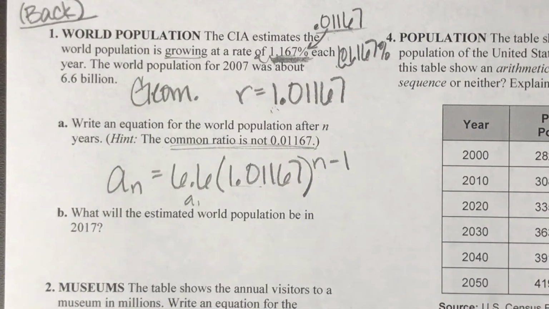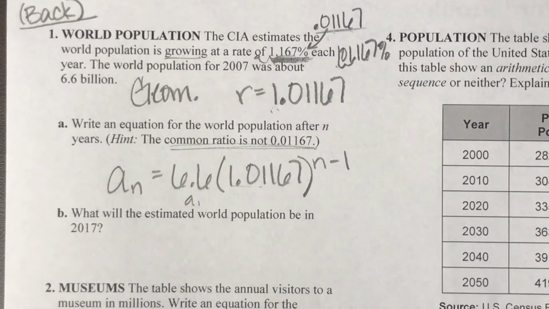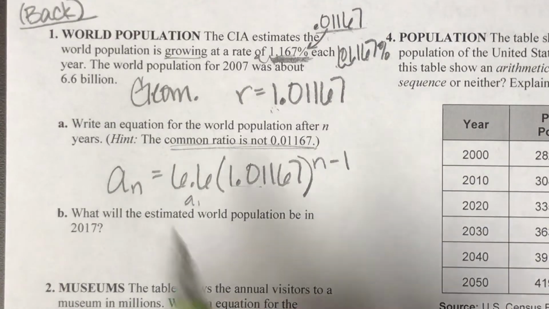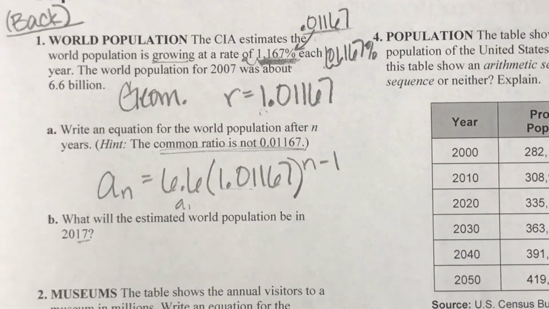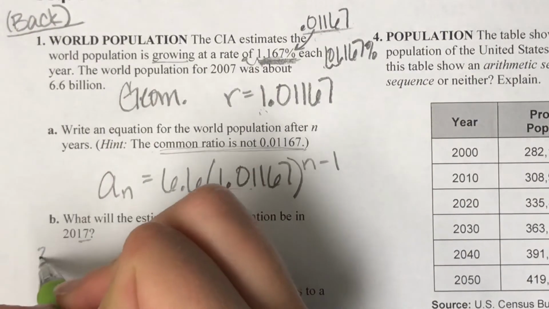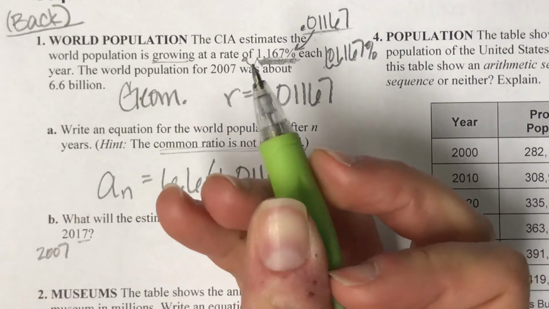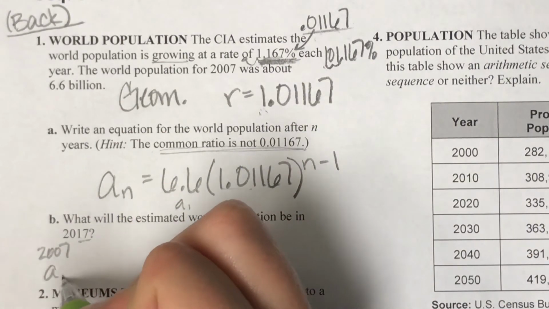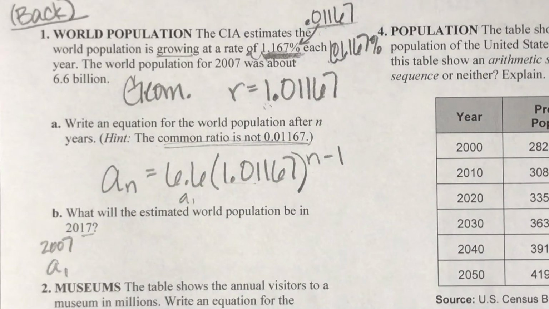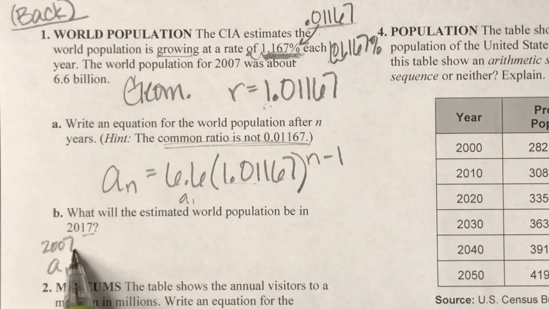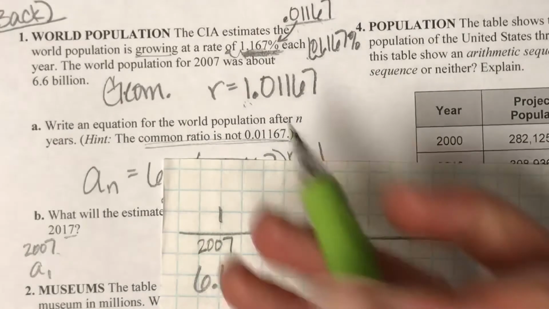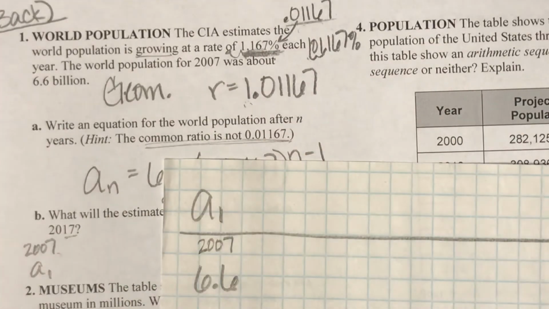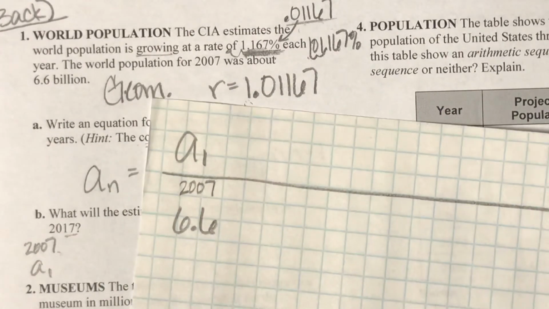So that would mean my formula would need an n minus 1. Now, part B gets really tricky because it says, what will the estimated world population be in 2017? A lot of kids wanted to just plug in a 17 right there. But if I'm thinking about it, 2007 was a 1. Well, 2017 isn't going to be 17 past that. So here's how we look at this. We say, A1 was 2007. I'm going to follow my pattern.